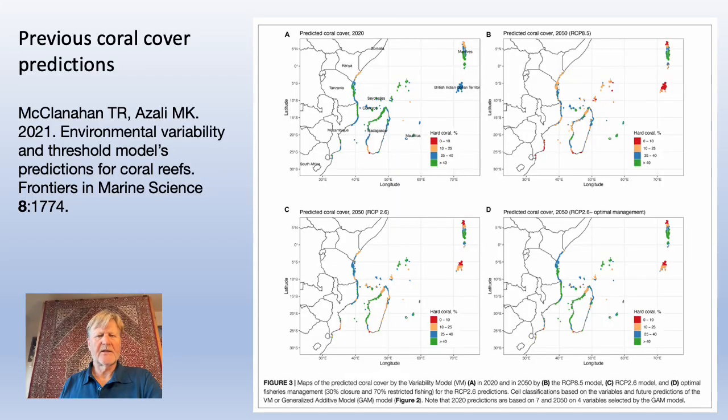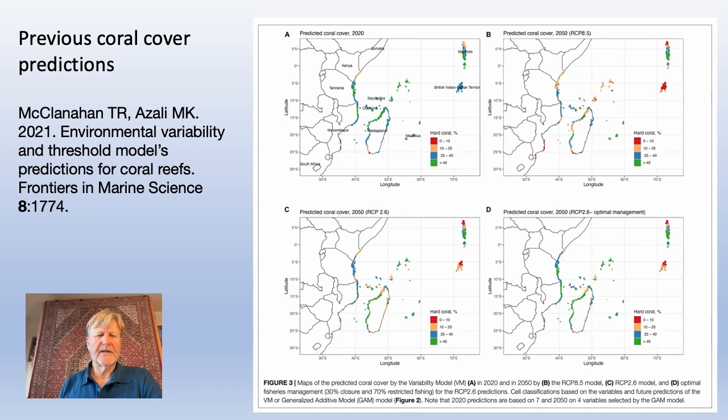We decided to take this work a little bit further to look at what the future might look like for some of these locations, because although we can develop priorities based on past empirical data, one question remains is how resilient will these locations be in the future?